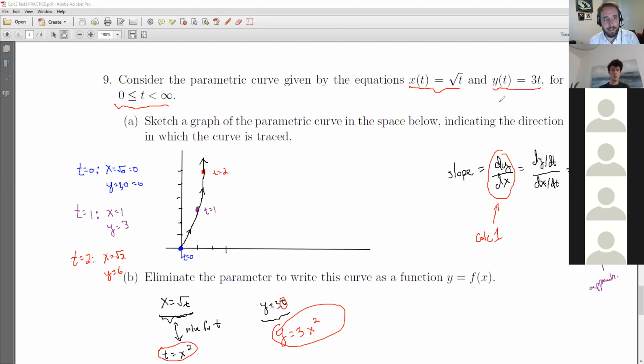And in this case, y prime is equal to 3, x prime is equal to 1/2 t to the negative 1/2. And so I would be trying to solve the equation 3 over 1/2 t to the negative 1/2 equals 8. And then we would just solve for t. So that is the final kind of question, this sort of slope-based question that we did not see on the practice quiz, but that we did talk about in class.